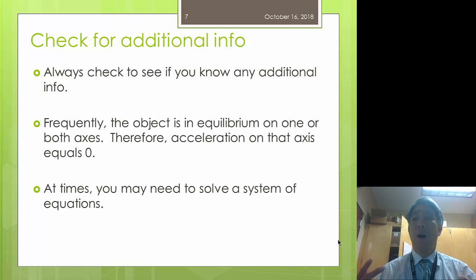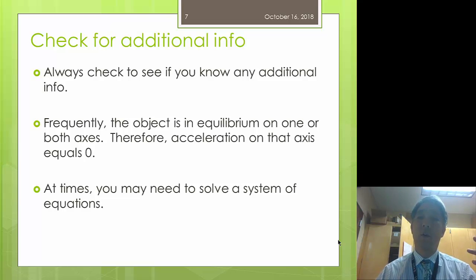Always check for additional info given in the problem. See if you know anything additional. In particular, the object is frequently in equilibrium on one of those axes, meaning you can set acceleration on that axis equal to 0. As long as the acceleration is equal to 0, the forces along that axis must balance.